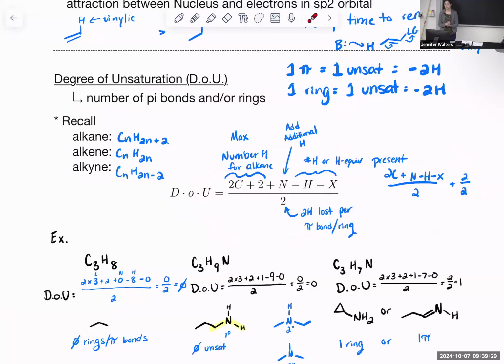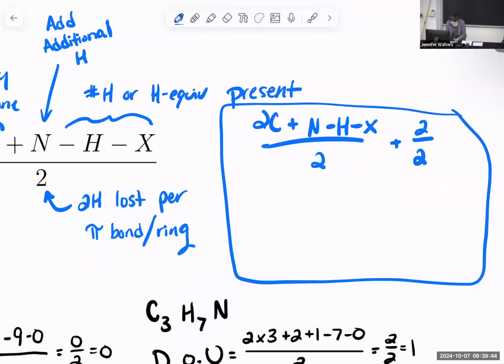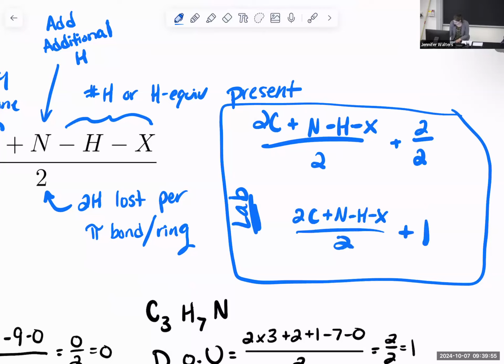Cool. Any other questions? Okay. So in lab, they pulled out that 2 to get 2 times your carbon plus nitrogen minus H minus X over 2 plus 1. But that's where it came from.